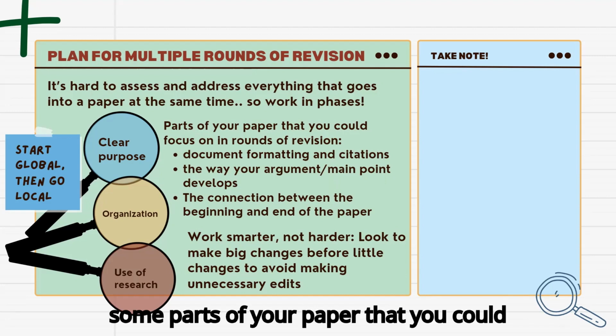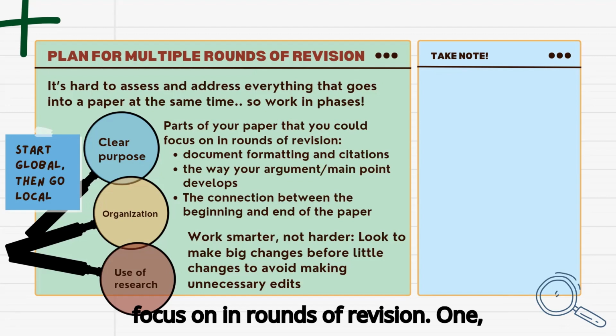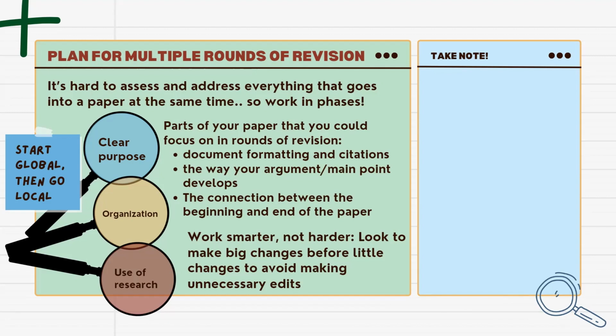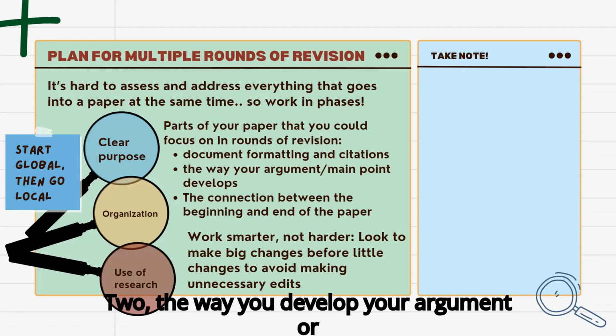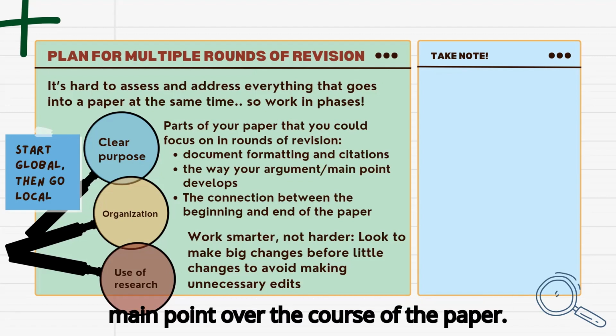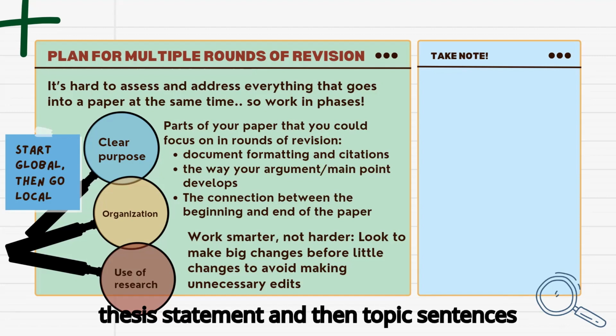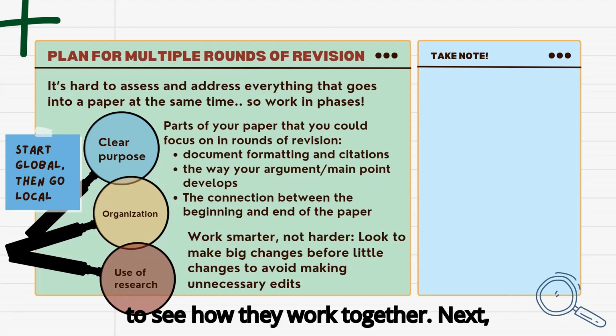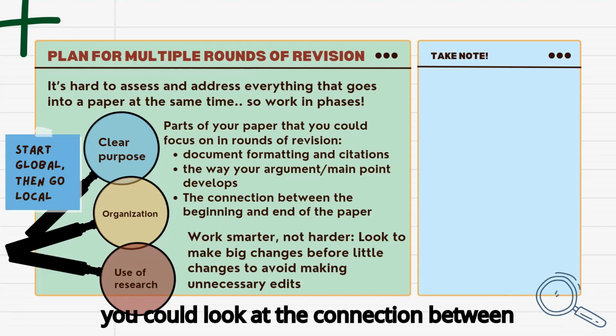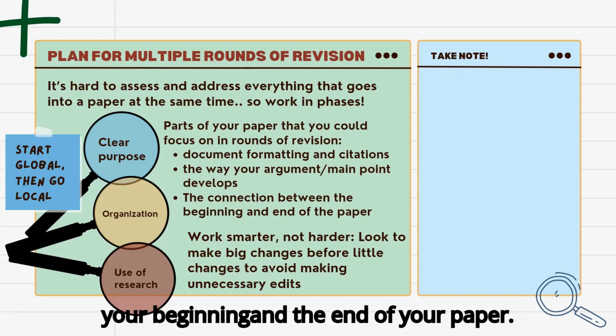Here are some parts of your paper that you could focus on in rounds of revision. 1, document formatting and citations. 2, the way you develop your argument or main point over the course of the paper. You might do this by looking at your thesis statement and then topic sentences to see how they work together. Next, you could look at the connection between your beginning and the end of your paper.